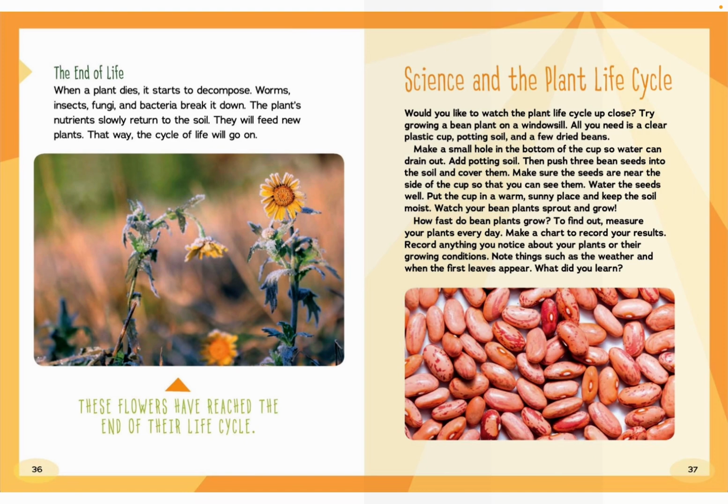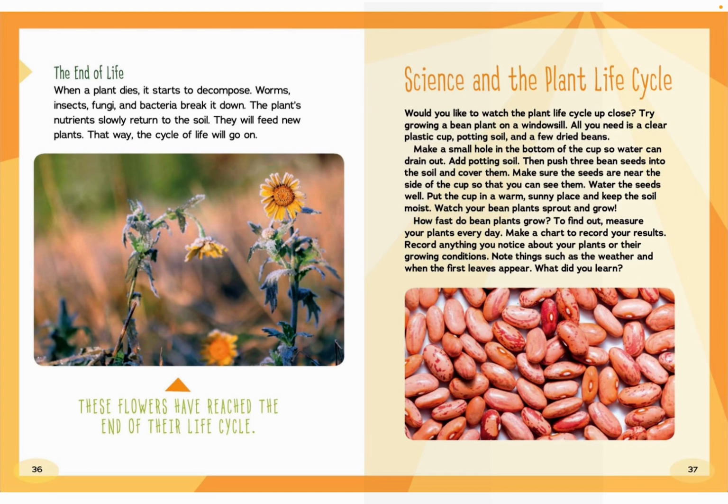When a plant dies, it starts to decompose. Worms, insects, fungi, and bacteria break it down. The plant nutrients slowly return to the soil. They will feed new plants. That way the cycle of life will go on.